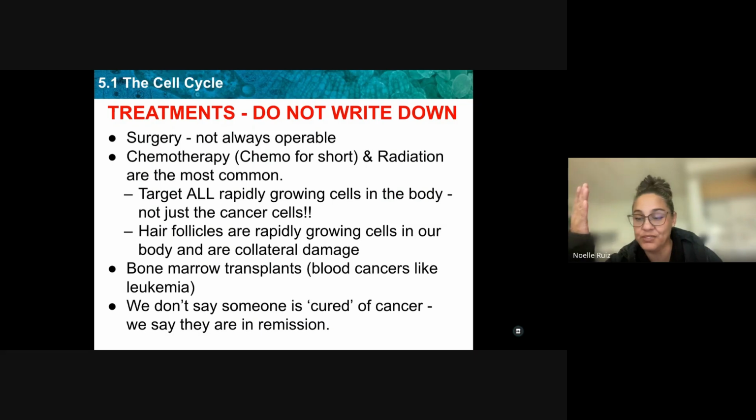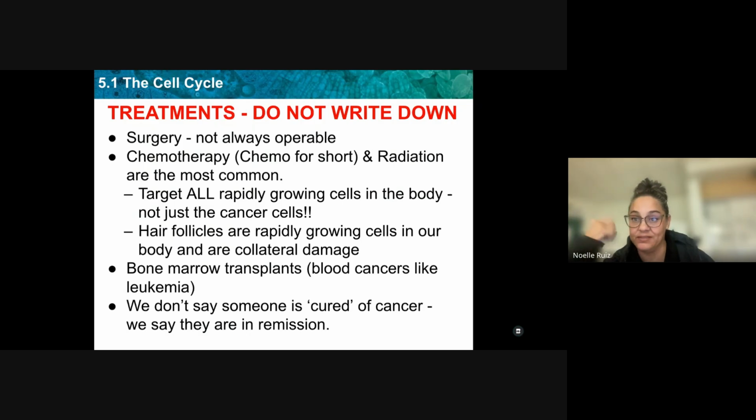Treatments. A lot of people don't know about treatments. Again, not something you have to write down, just something I like to inform you about when we talk about the cell cycle. So sometimes people have surgery to remove wherever the tumor is, but sometimes it's not always operable. It's in a place where if you cut into it, you're going to cut other important things, so you can't cut it out.